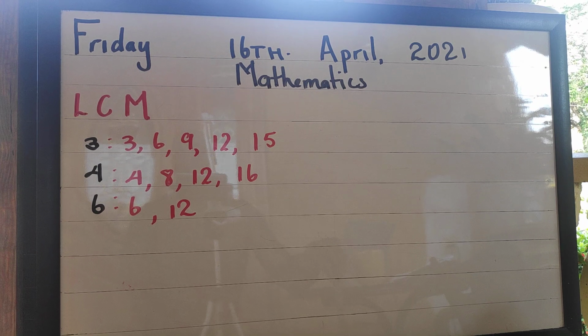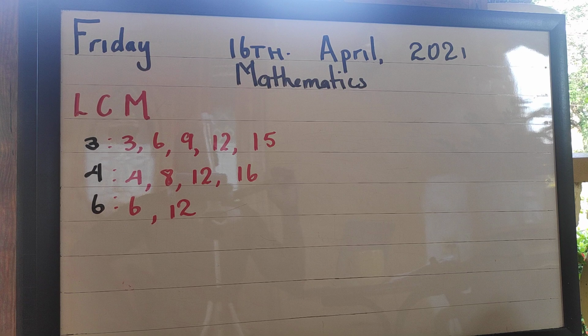Yesterday we did lowest common multiple of two numbers. Today we're going to be looking at lowest common multiple of three numbers. It's the same process. So the first thing we have to do when we're finding the LCM is to write down the multiples of the number. All right? So let's start writing down.